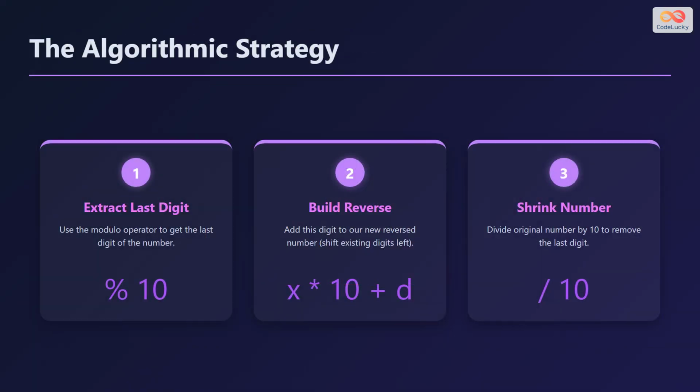We can solve this without converting the number to a string, which uses extra memory. Instead, we will use math. Our strategy has 3 simple steps. 1. Extract the last digit. 2. Add that digit to a new reversed number. And 3. Remove that last digit from the original number. We repeat this loop until the original number becomes 0.